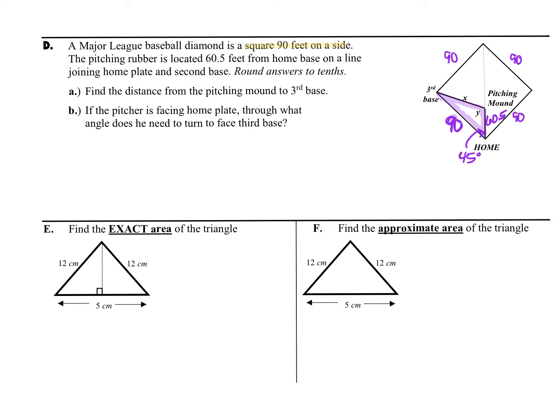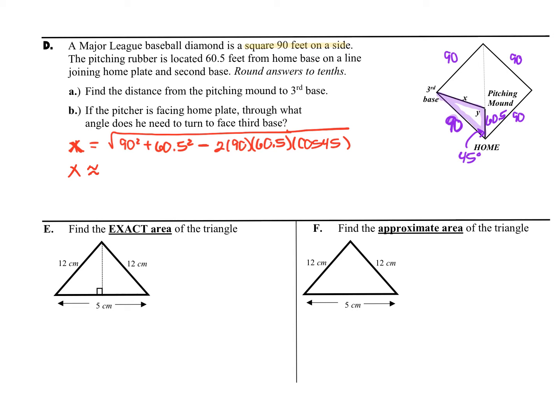So we're going to use our law of cosines, and we're going to find a side. So x is going to equal, and remember, we give ourselves our big square root. If this is the angle we're at, we put our pinky fingers here and here on the 90 and the 60.5. So we say 90 squared plus 60.5 squared, and then we subtract 2 times those pinky fingers. And then the last thing is the cosine of the angle that we're looking at, so cosine of 45. Now we're going to type all this into our calculator, and we get that distance for x. That's our first answer, approximately 63.7 feet.